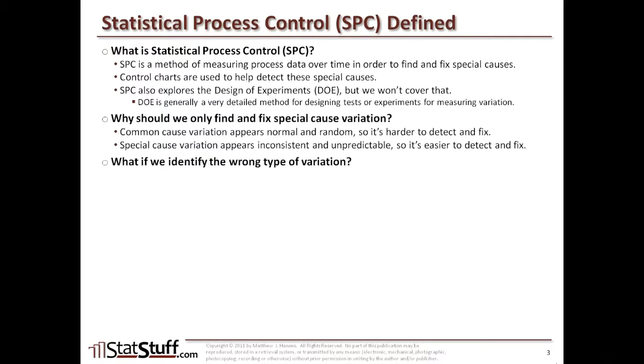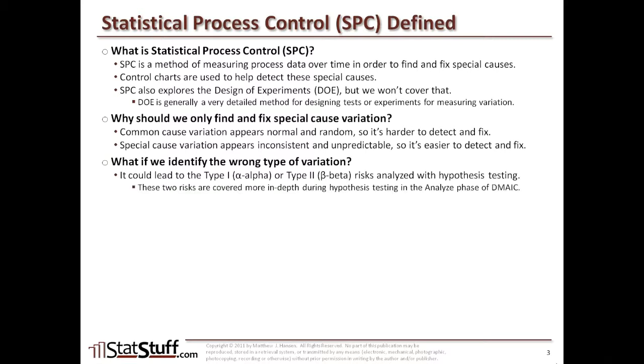So what if we identify the wrong type of variation? Well, if we identify the wrong variation, it could lead to a type 1 or type 2 type of risk that is analyzed later in hypothesis testing. Just as a brief introduction to that, it's usually going to be like the analyze phase within the DMAIC process and the DMAIC methodology when we explore those two different types of risks.